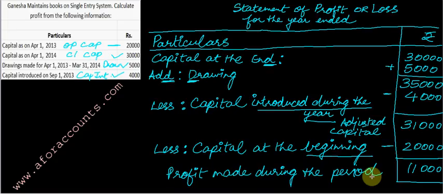So this is how we get the profit made during the year, in spite of the fact that we have not maintained our accounts on dual entry system. It is single entry system or incomplete records.